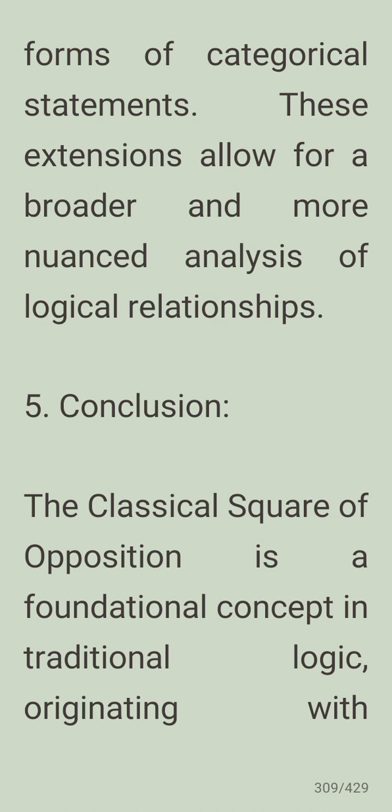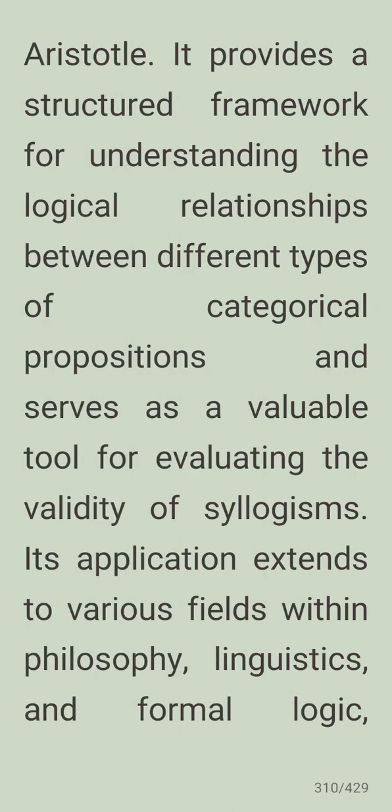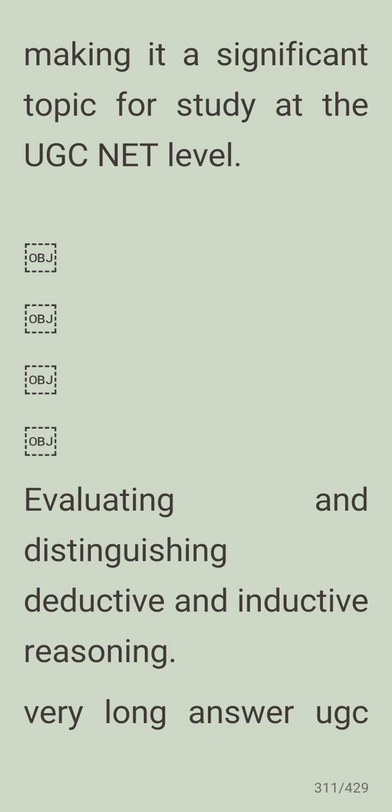The classical square of opposition is a foundational concept in traditional logic, originating with Aristotle. It provides a structured framework for understanding the logical relationships between different types of categorical propositions and serves as a valuable tool for evaluating the validity of syllogisms. The application extends to various fields within philosophy, linguistics, and formal logic, making it a significant logic topic.